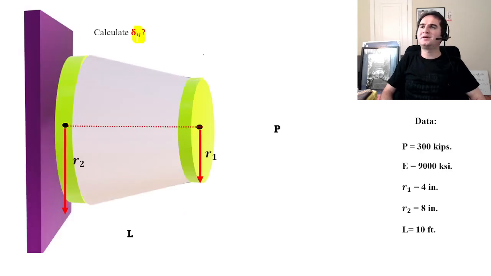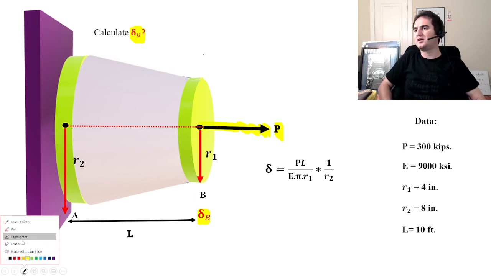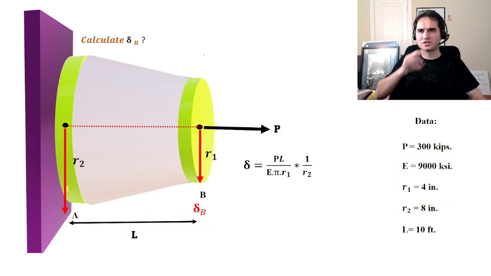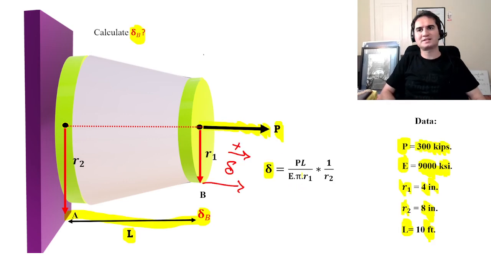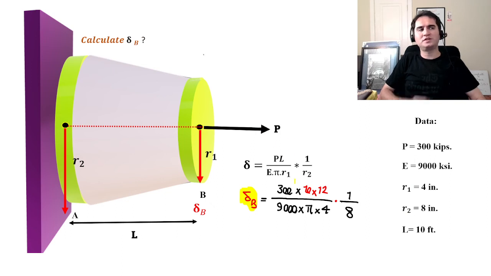We want to know what delta at B is due to the axial force P at the smaller cross-section, that is, how far the free end travels in the positive x direction. Again, the force is 300 kilopounds, the modulus of elasticity is 9,000 ksi, R1 is 4 inches, R2 is 8 inches, twice R1, and the length is 10 feet over the entire section. Our equation is PL over E times pi times R1 times R2. If we replace the numeric values, we get 300 over 9,000 times 10 feet.